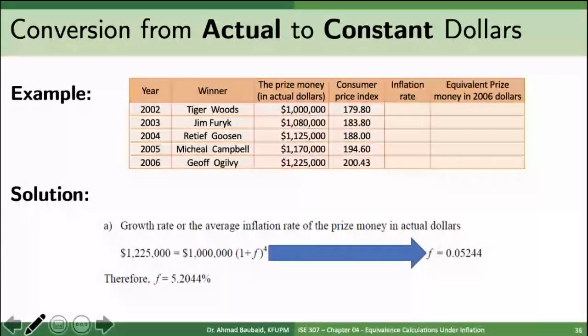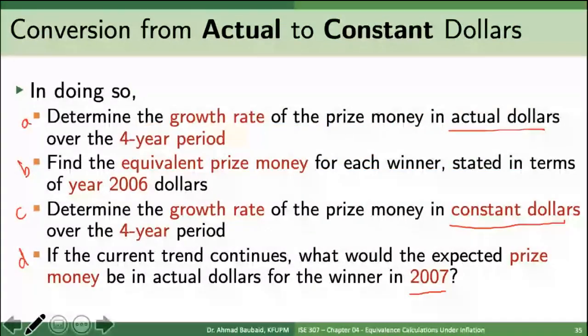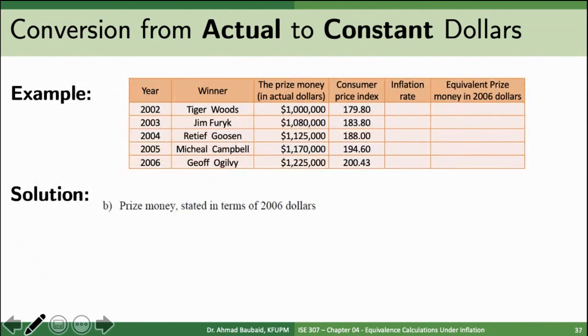Now comes the new part. So part B, let's go back here. We need to find the equivalent prize money in the year 2006 dollars. So our base period is 2006. The way we do it now is, first of all, we have something missing here. And what's missing, conveniently, they've put a column for it in the table, is the inflation rate.